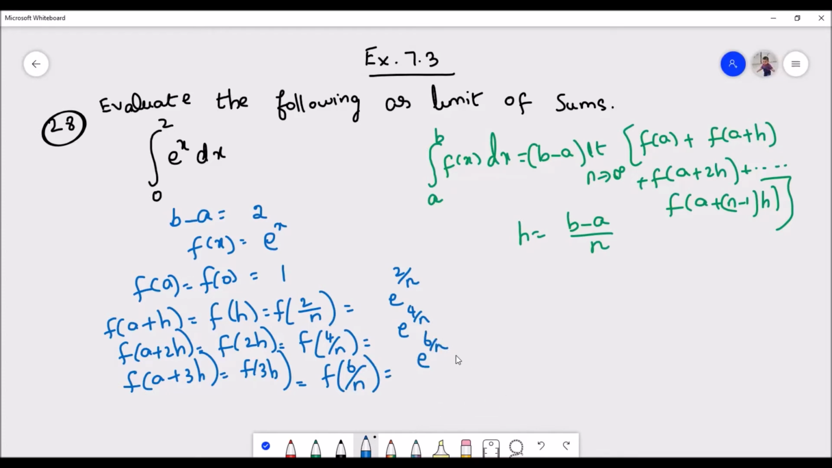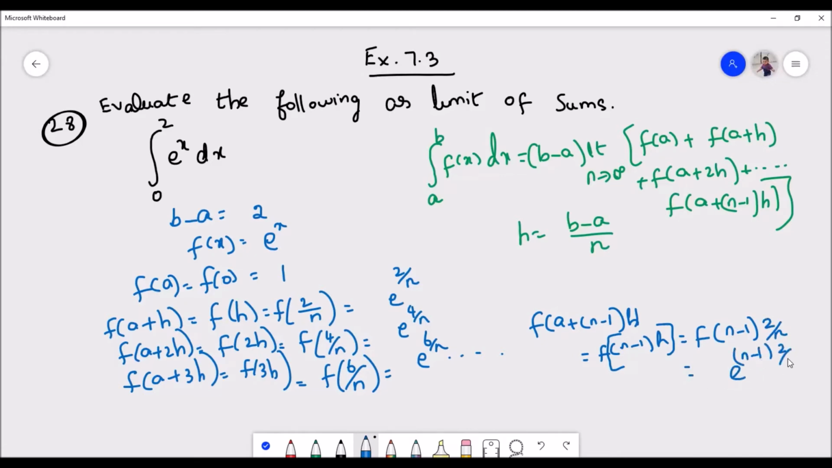So going on like this, the last term is f of a plus n minus 1 times h, which is nothing but f of n minus 1 times h. Here h is 2 by n, so we need f of n minus 1 times 2 by n, which is e to the power of n minus 1 times 2 by n. So we found all the values now.